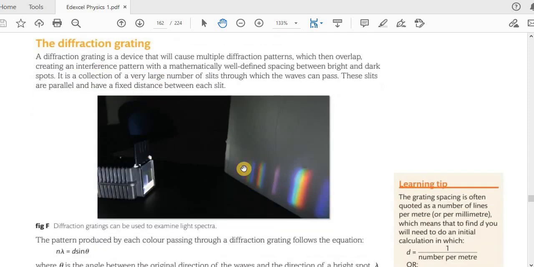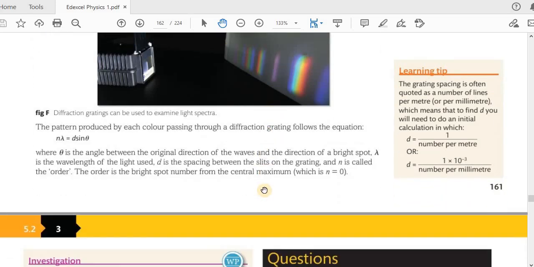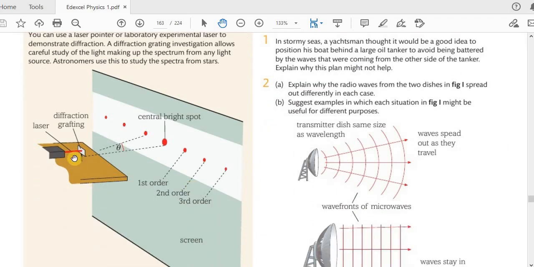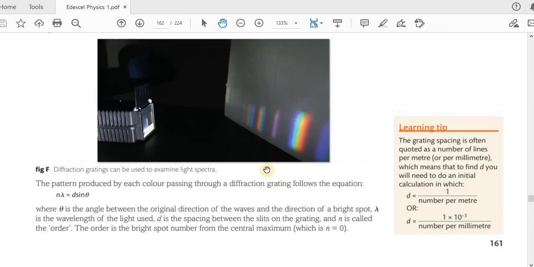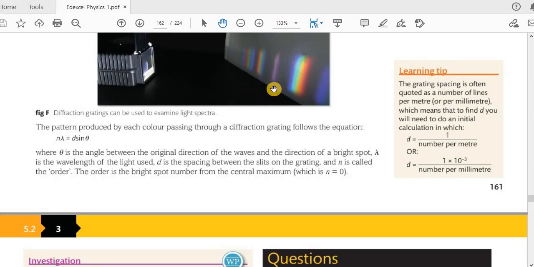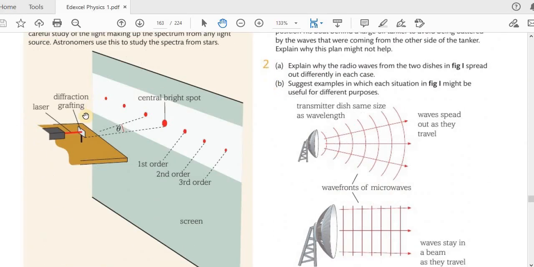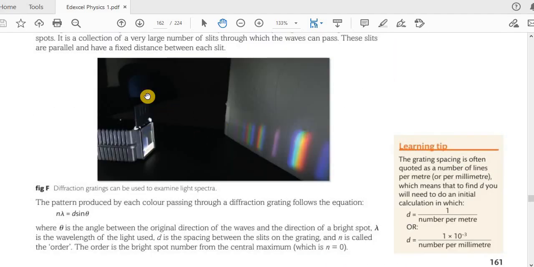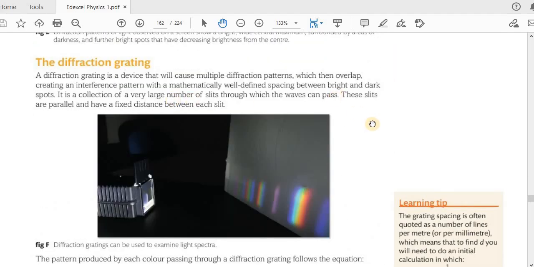And also diffraction grating. That's another topic. And this is the pattern that you get from the diffraction grating. This is done with monochromatic light, a laser, but this is done with visible light. I think that's why you get the spectrum of white light, you can say.